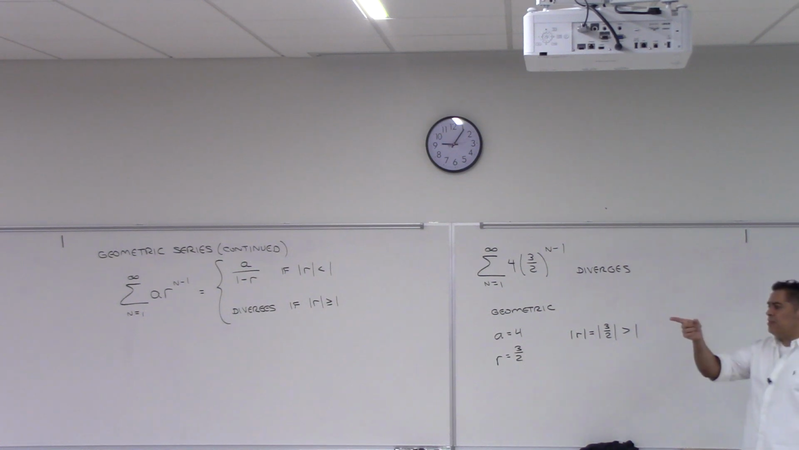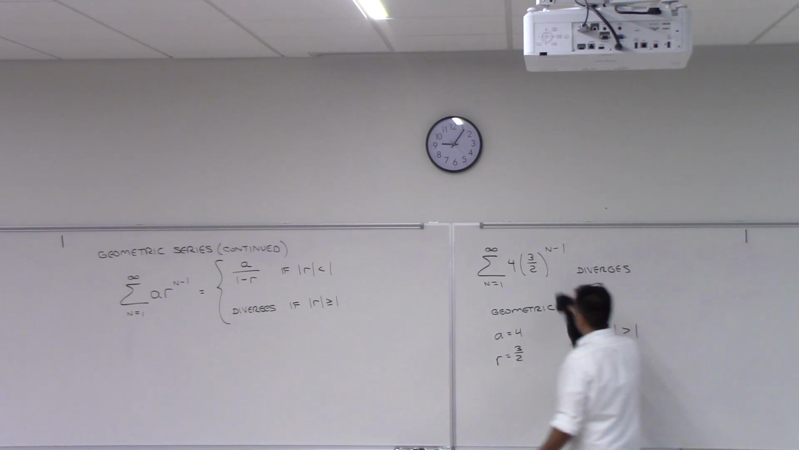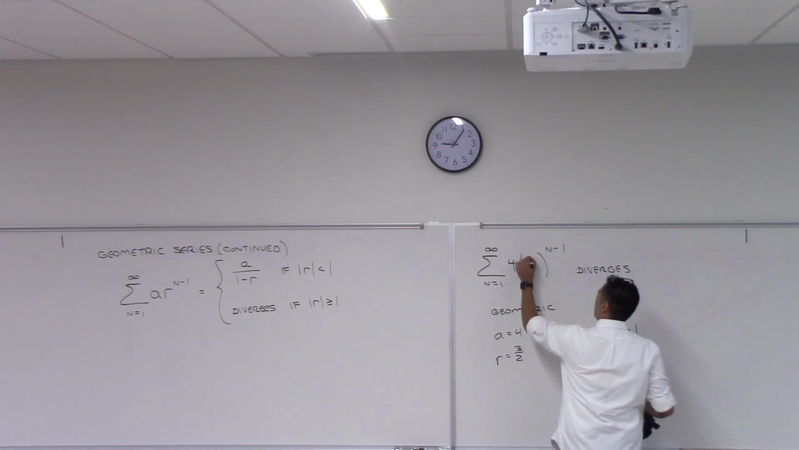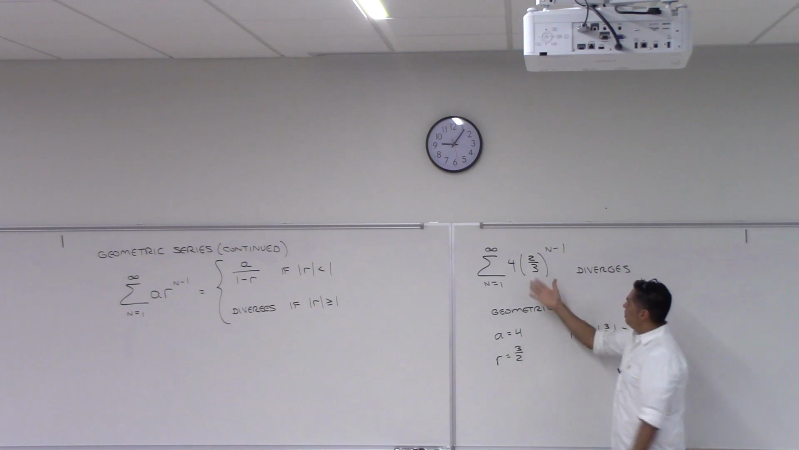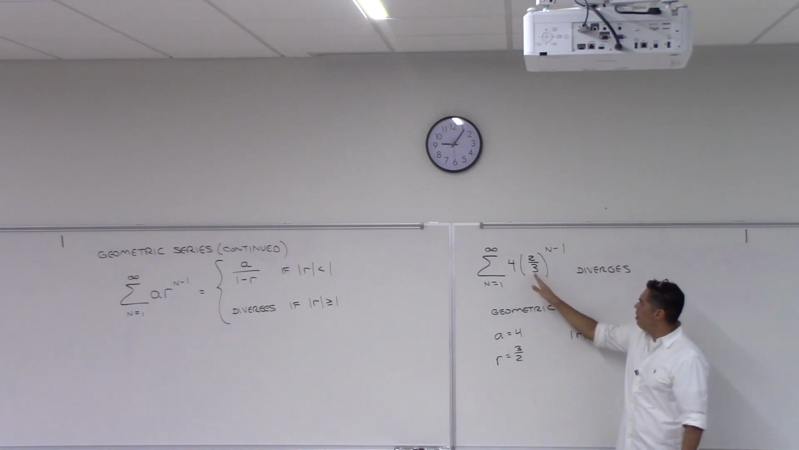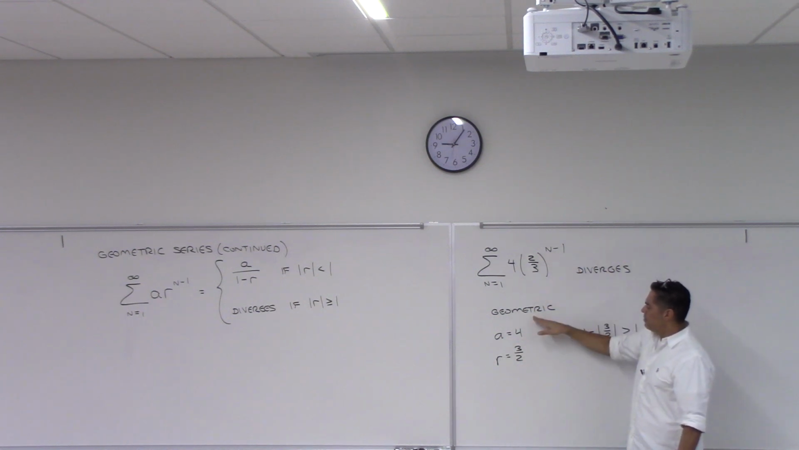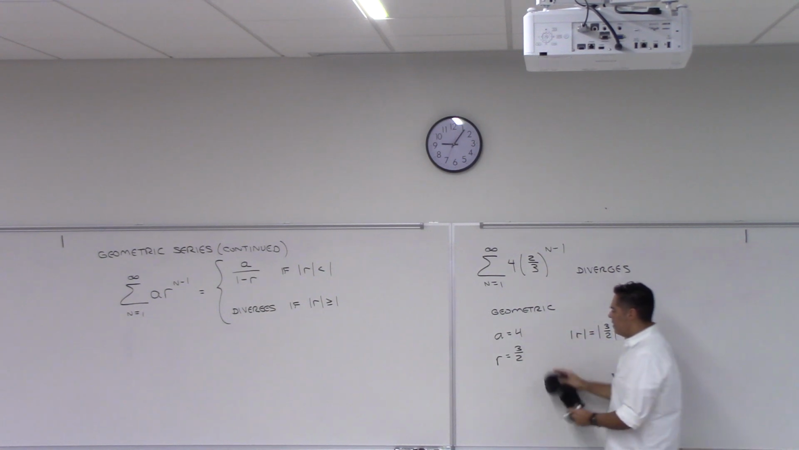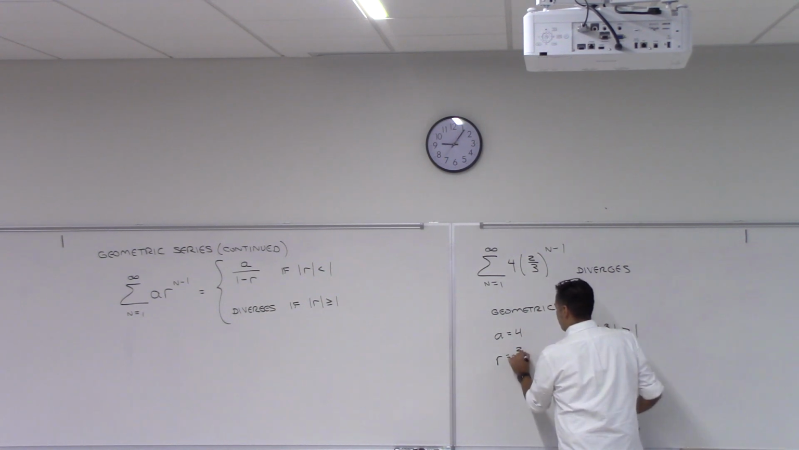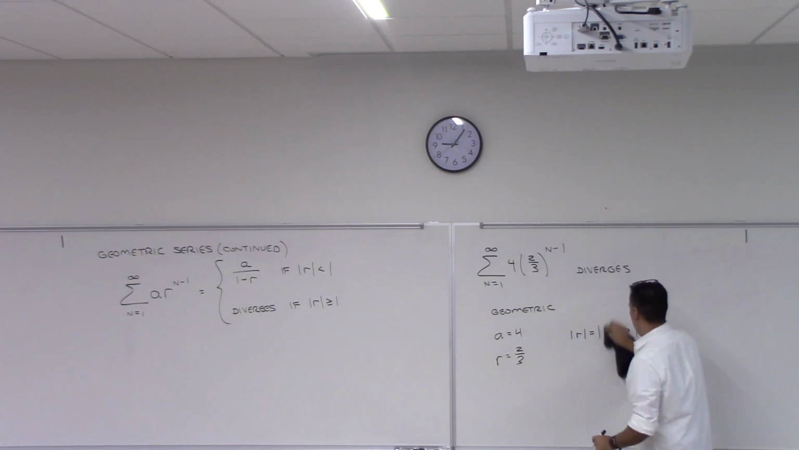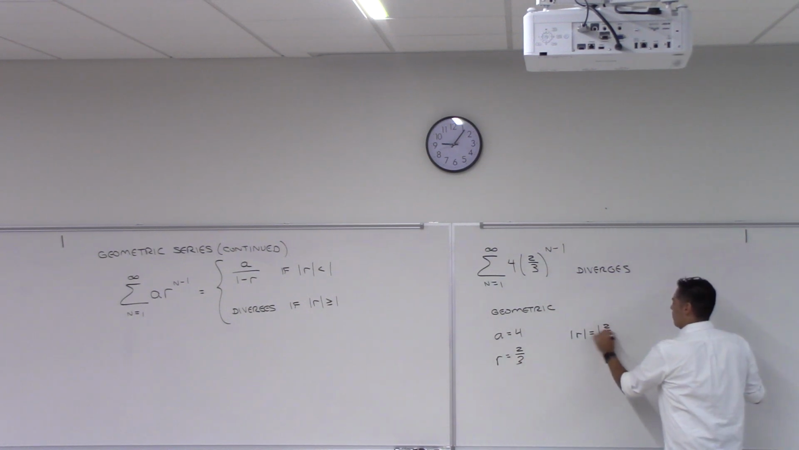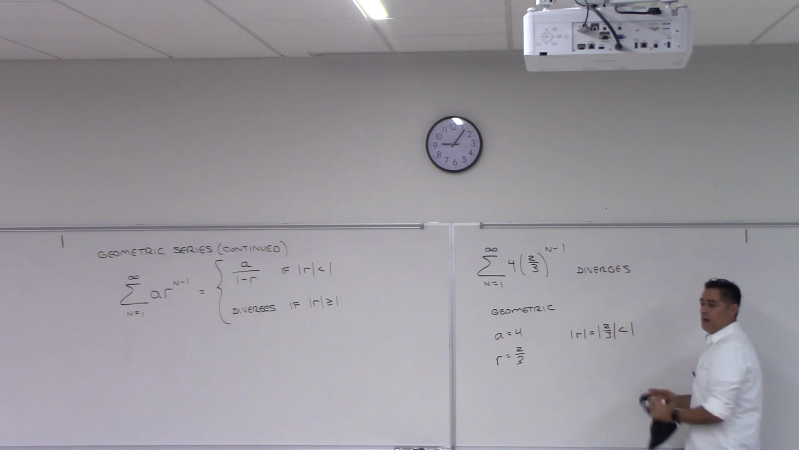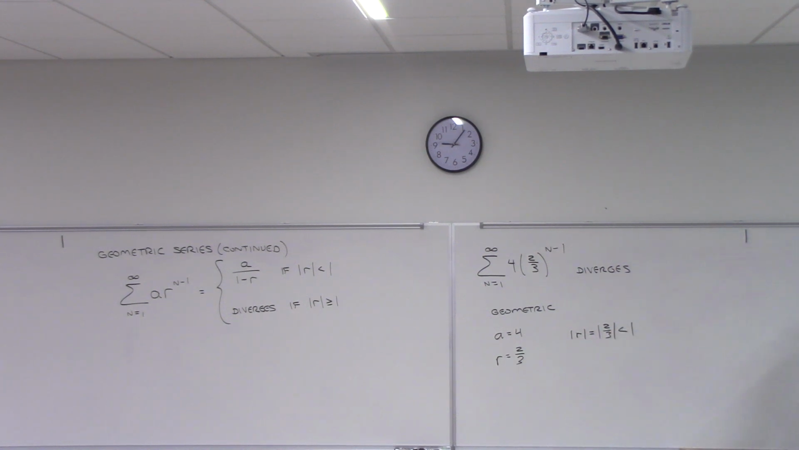So we just did part A. Let's do part B. The only difference between part A and part B is that instead of 3 over 2, I flip it over and I make it 2/3 on the inside instead. So if I change this to 2/3, again, it's in perfect geometric series form. A, r to the n minus 1. It's geometric. A is still 4, but now r is 2/3. And then the absolute value of that is less than 1 now.